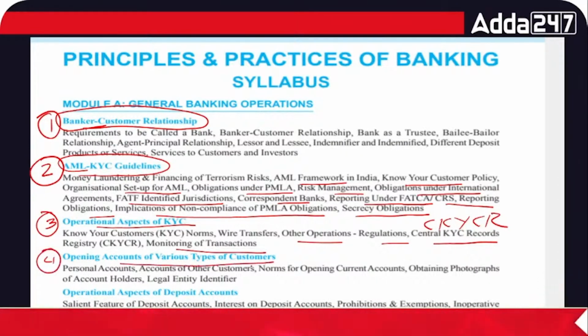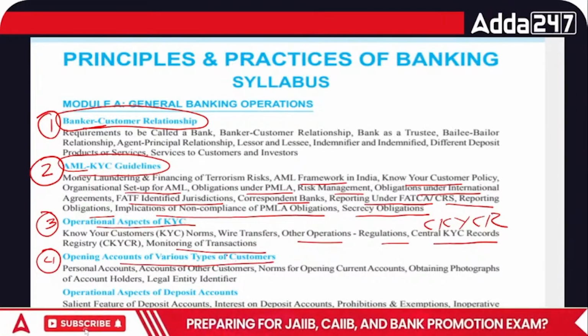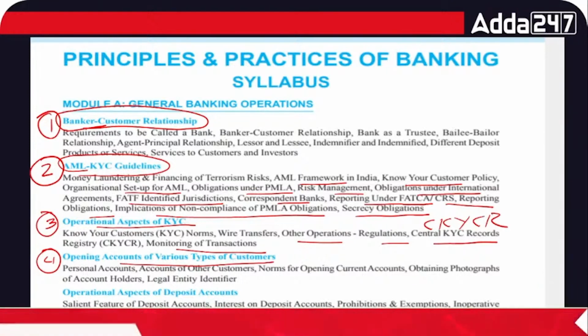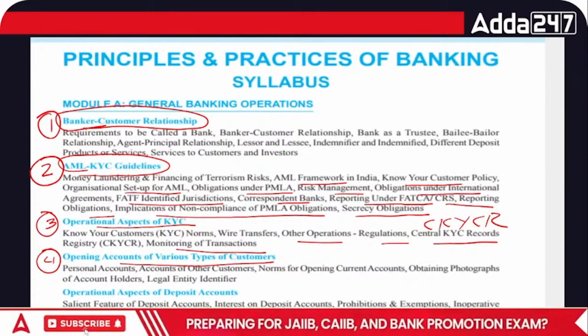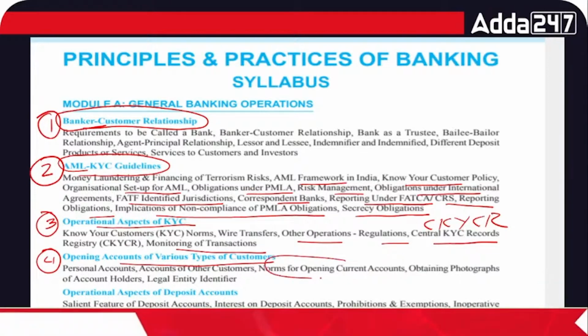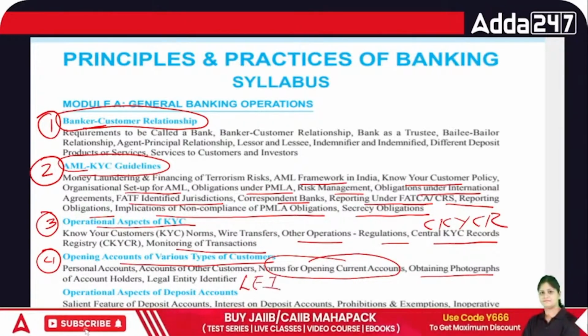So here we are going to cover the various types of customers, like blind person, minor, right? All these we are going to cover. So in this chapter we are going to cover norms for opening the current account, obtaining photograph, and what is the meaning of LEI, that is legal entity identifier.